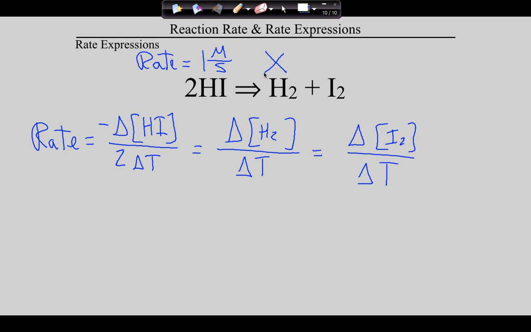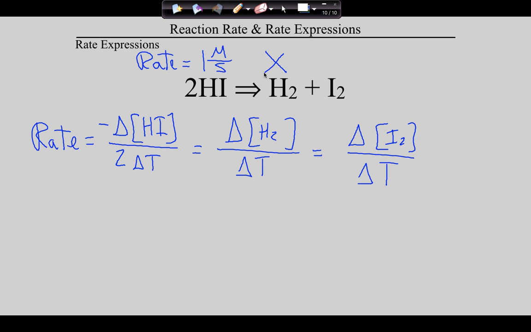But guys, let's do this mathematically. Figure out how this works. You understand what we're saying? We're using easy numbers. But the idea is this: the rate of consumption of HI is 1 molarity per second. What is the rate of production of H2? See the question we're answering. This is what the solution would look like.